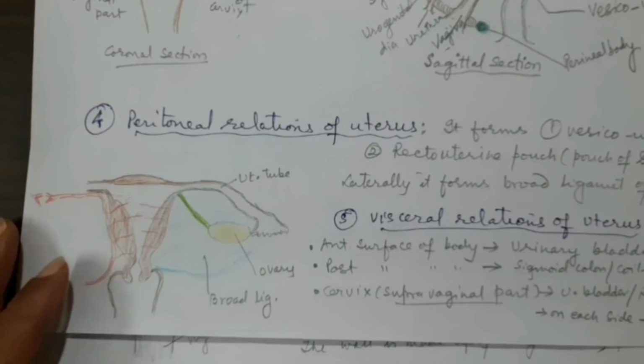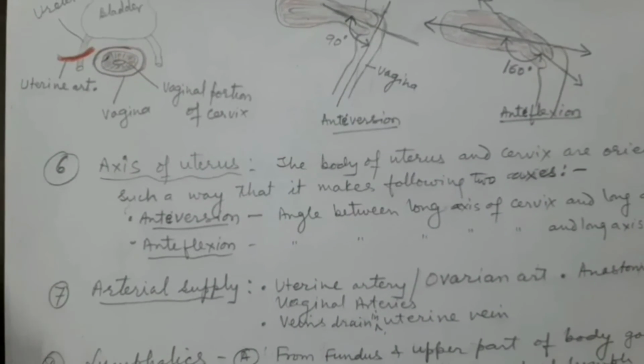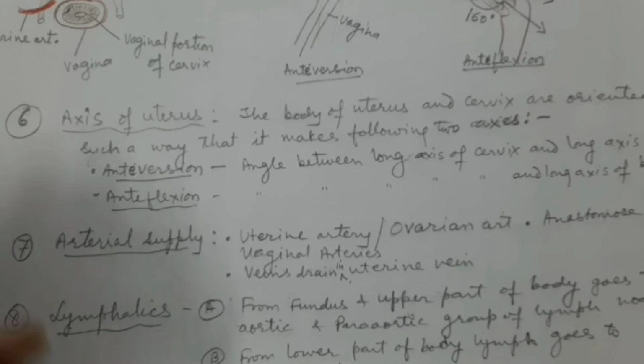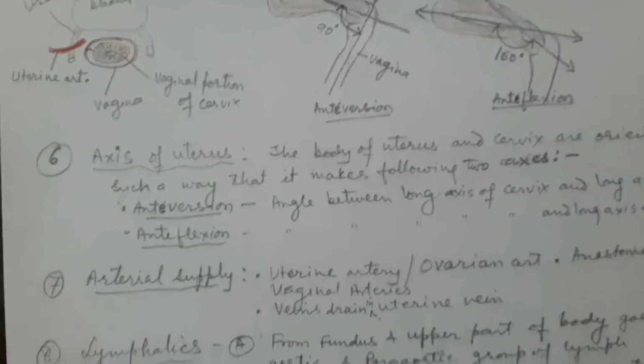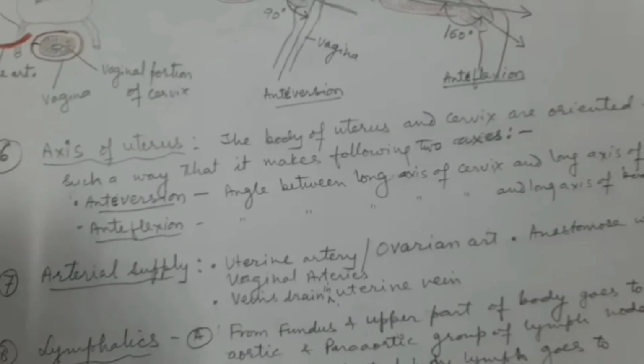Then if we come to see the venous drainage, venous drainage is to the same vein, that is the internal iliac vein. First to the uterine vein, which runs along with the artery, and then it will go to the same vein, the internal iliac vein. Lymphatics. If you see the lymphatics of this uterus, you will see that they go from the uterus to various lymph glands.